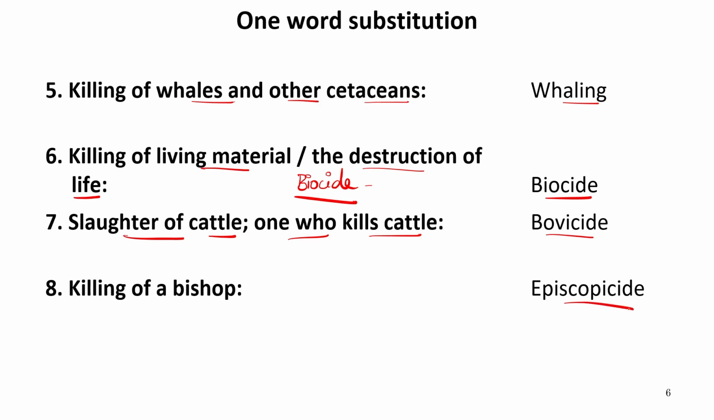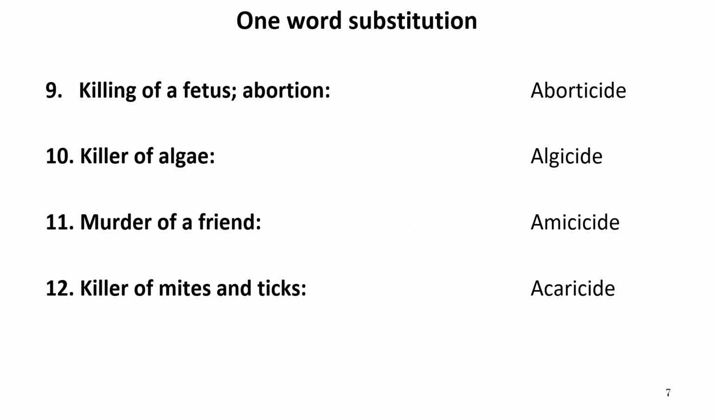This is known as episcopicide. So, killing of a bishop, this is known as episcopicide. Now, let us move to the next one. Killing of a fetus or abortion. Now, this is known as aborticide. Killing of algae. This is known as algicide.